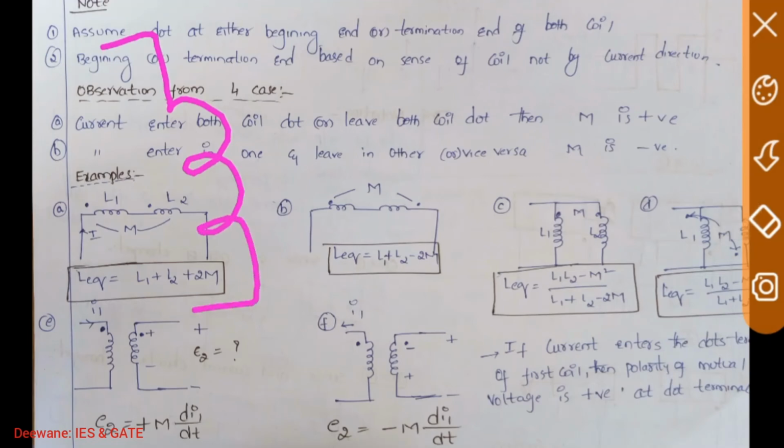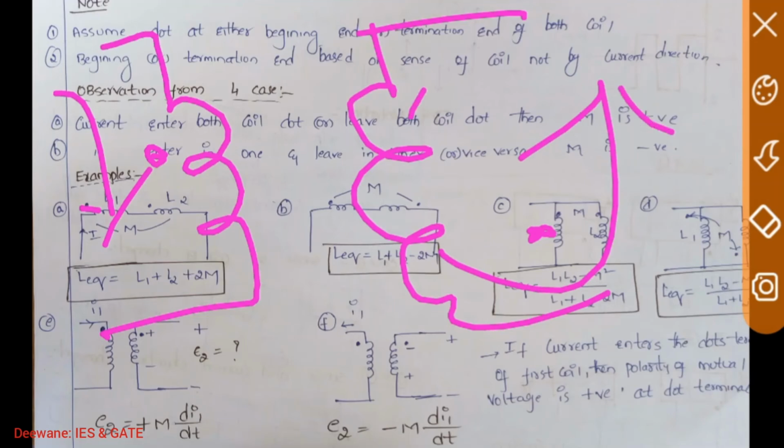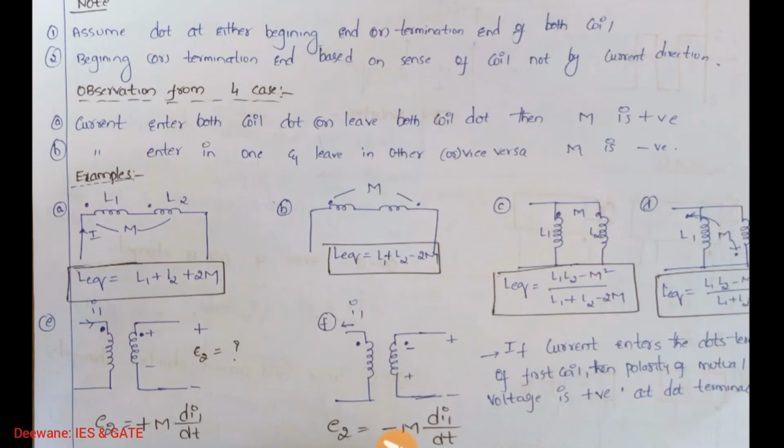Listen friend, listen. Keep a calm and cool mind here. This is a dot. Current enters the dot. Suppose if the dot is given here, current has to leave. Now this is the current direction. First case, current is like this. Second case, current is like this. Now, first point you note: if current in the primary enters the dot, in the secondary current leaves the dot.